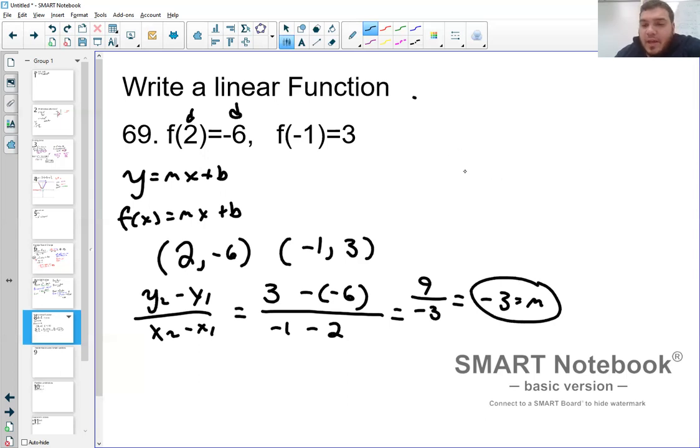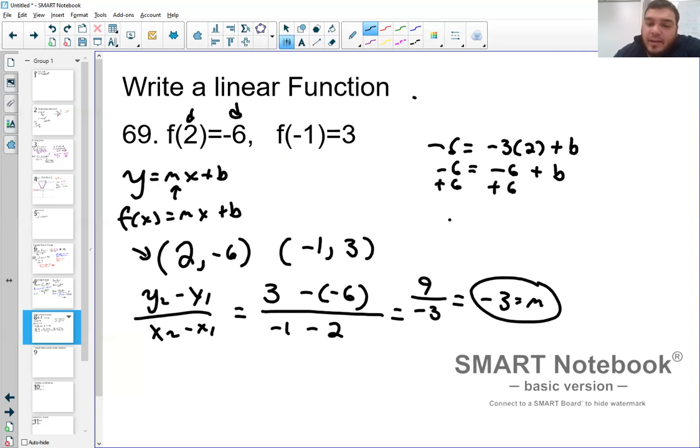Because -3 is my m, I'm going to plug it into m over here. I'm going to pick one of the coordinate points. I'll pick this one. If you pick the other one, you'll still get the correct answer. It doesn't matter. So it's going to be -6 equals -3 times 2 plus b, so -6 plus b. Is it -6 really? Yeah. Plus 6 on both sides. They both happen to cancel out.